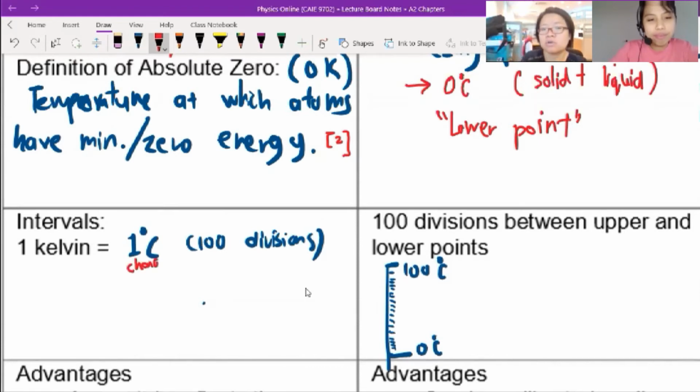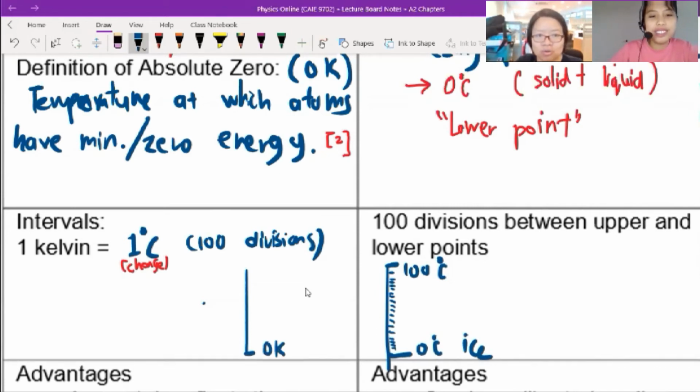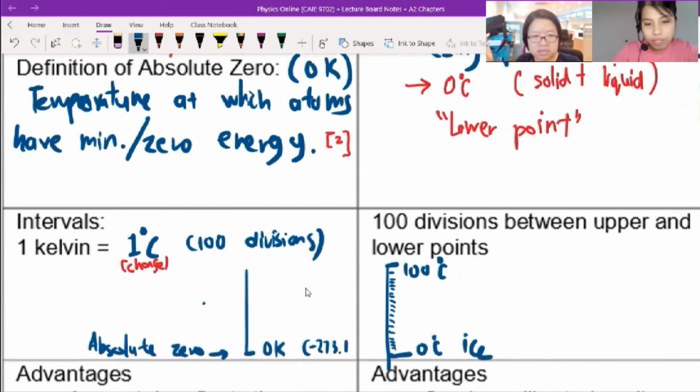Your 0 degree Celsius is ice. 0 Kelvin is absolute zero. Particles not moving. In fact, some weird things will happen here. And if you know the Kelvin scale, 0 Kelvin is negative 273.15 degrees Celsius.